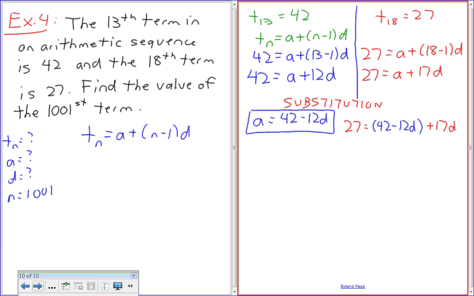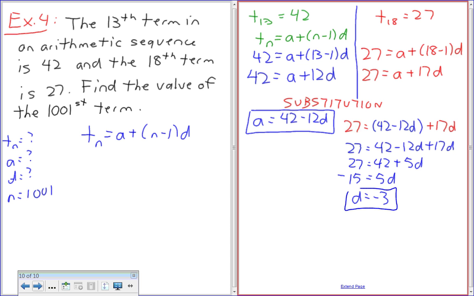So when I rearrange this, it will be 27 equals 42 minus 12D plus 17D. 27 equals 42 plus 5D. Negative 15 equals 5D. D equals negative 3. Okay, so what I did is it took me a whole board to do what Curtis did in his brain. I wanted to show it this way though, because as I said, as the equations get more complicated, this substitution trick works lots. It's more difficult as the numbers get more complicated to do it that way. Okay. Are we okay on where D came from?